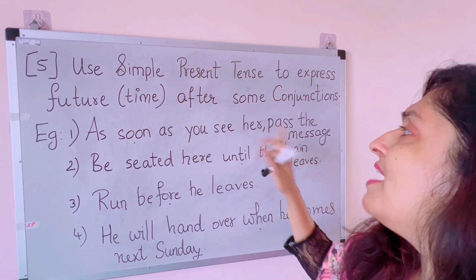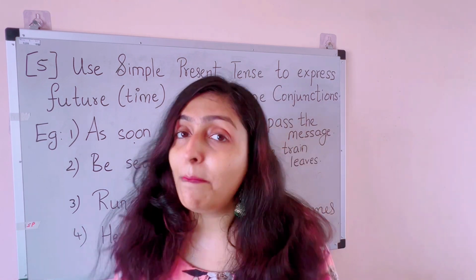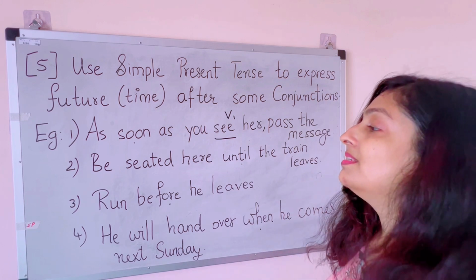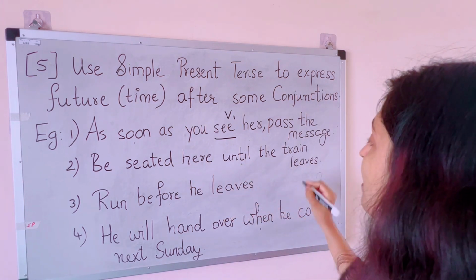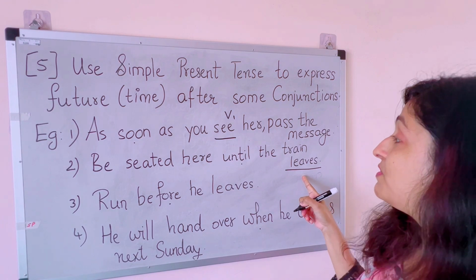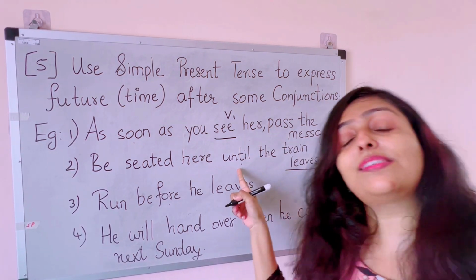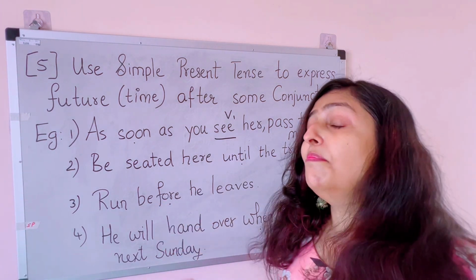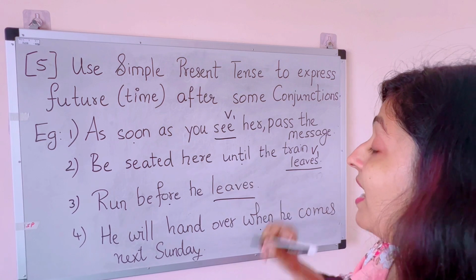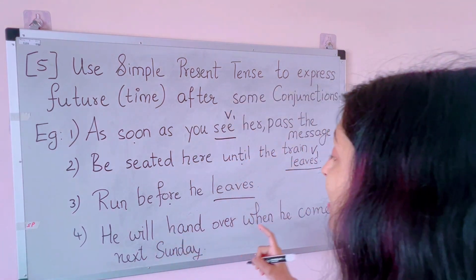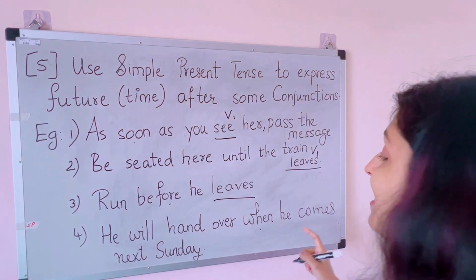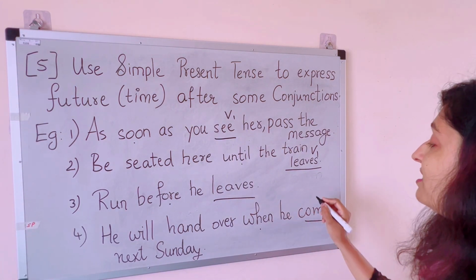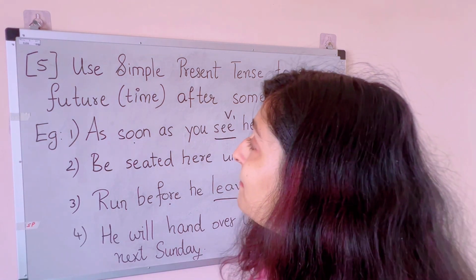Example: as soon as you see her, pass on the message. This is in simple present tense. Second one: be seated here until the train leaves. Look at the verb here that comes after this conjunction. It's in simple present tense. Run before he leaves. This is again in simple present tense. He will hand over the file when he comes next Sunday. Look here, the verb that comes after the conjunction is in simple present tense.